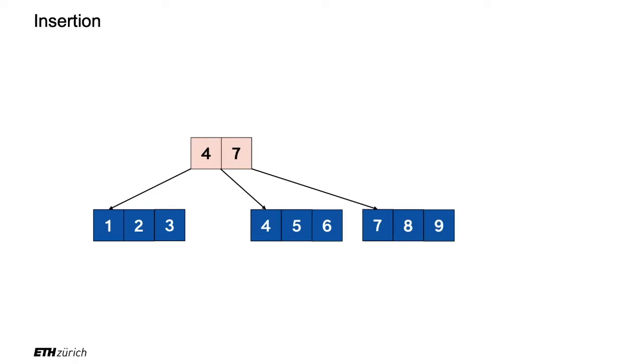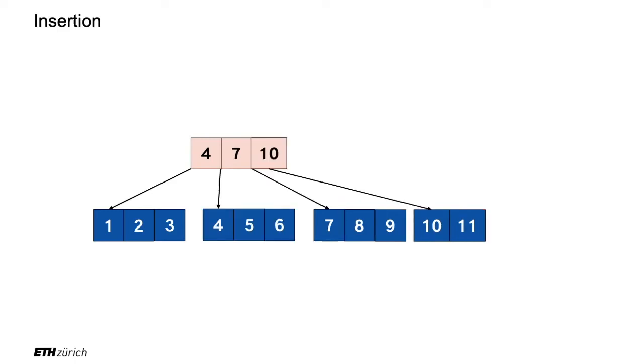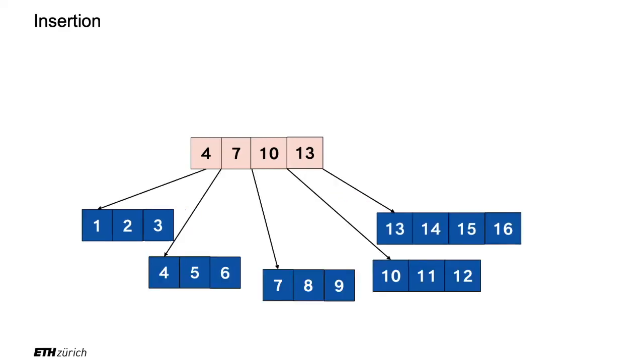Then I continue, 9, 10, still fine. 11, again I'm breaking the rule, there are now 5 values, that's too much. I'm splitting, so now I'm going to split with 10, there you go. So now I have 3 values, 3 values, 3 values, 2 values, and I have 3 values on the top, so this is fine. Okay, now I fast forward.